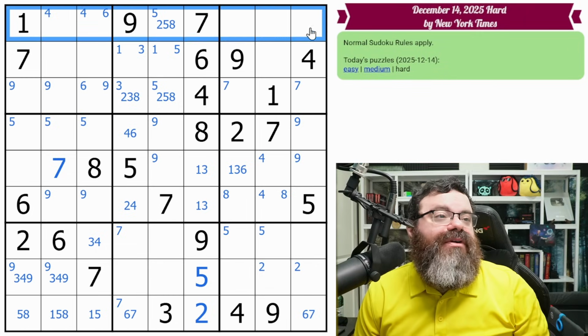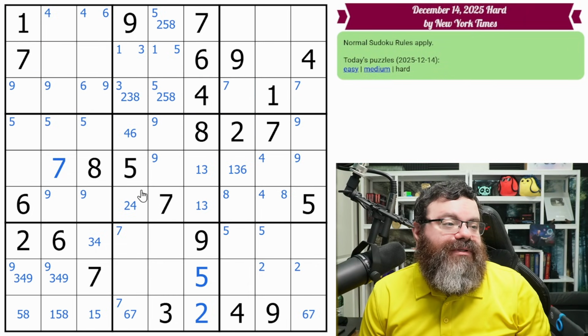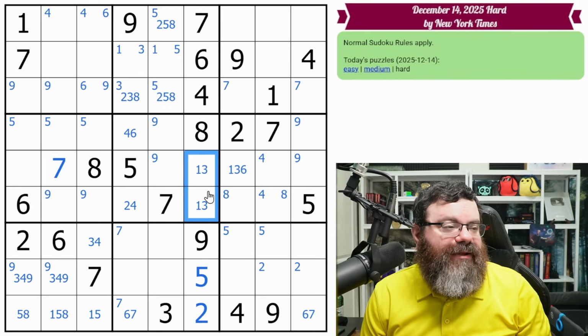So first thing I'm going to do is go row by row. Make sure I didn't miss anything there. We're looking for pairs. We're looking for triples. Oh, you know what I didn't follow up on quite? Because I wanted to come back down here. I didn't follow up on this 1-3 pair. Let's take a look at that real quick.